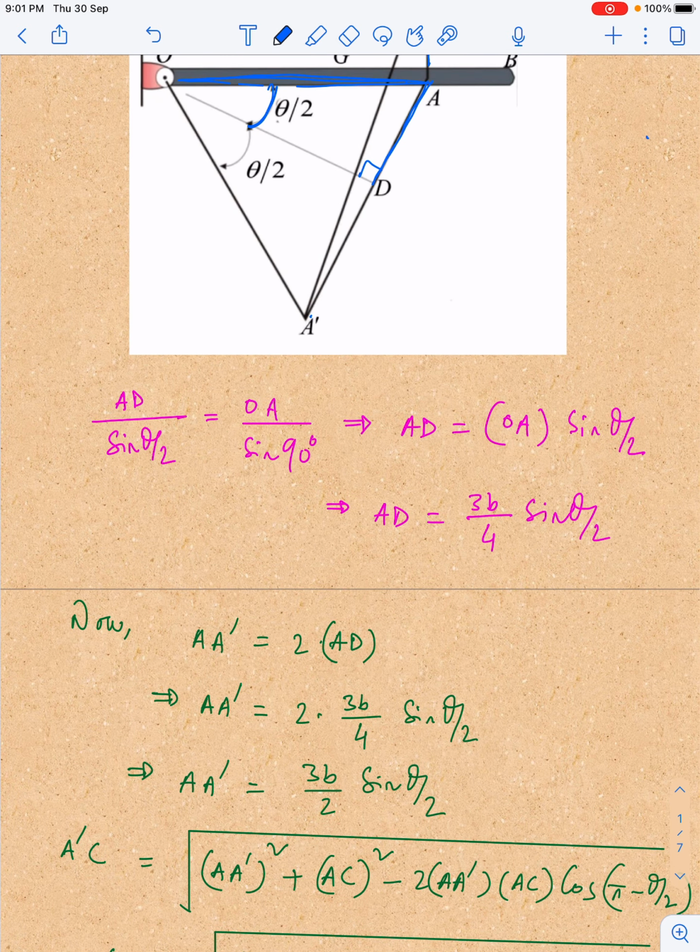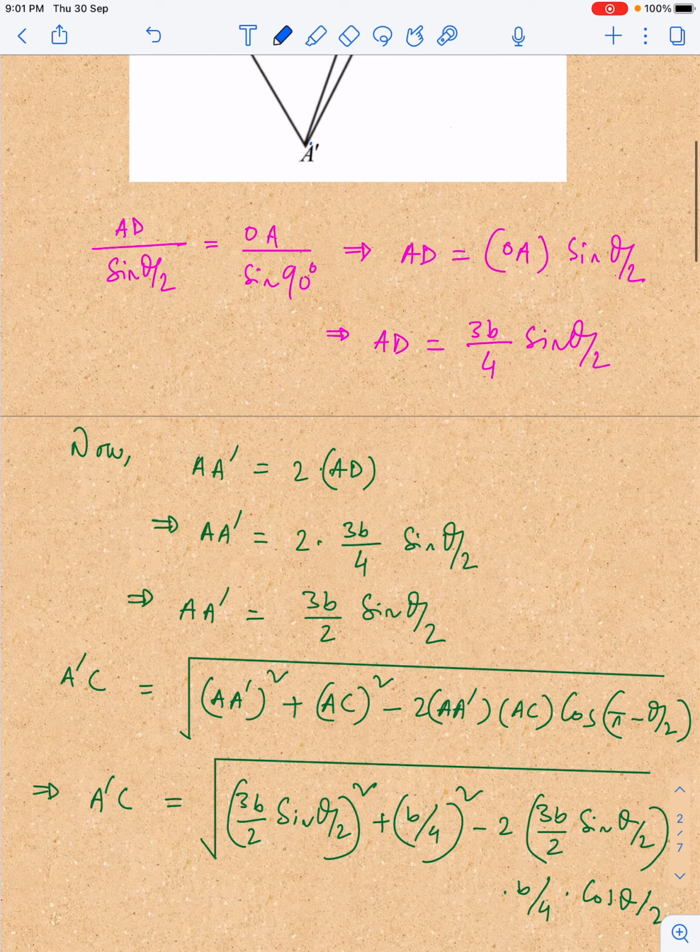I don't think it will be much painful to understand. From there, AD is equal to, already we got, 3b by 4 into sine theta by 2. So AA prime we got 3b by 2 into sine of theta by 2. Next, you come to this triangle, and we are talking about this triangle over here, that is this A prime C. If you get any difficulty understanding the diagram, this is the triangle I'm talking about.